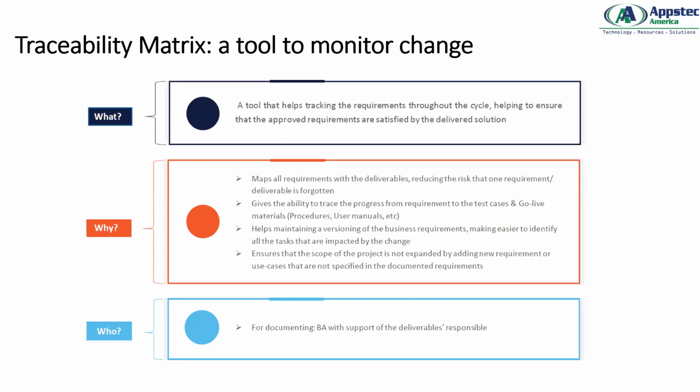It gives the ability to trace the progress from requirements to test cases and go-live materials and procedures. The entire project timeline, from your requirements to your test cases, your development, your solution and your go-live into production, can be maintained in one documentation, which is the traceability matrix. It also helps maintain versioning of the business requirement and makes it easier to identify all the tasks that are impacted by a change. If a lot of changes are happening to the requirement, you definitely need versioning of your system.